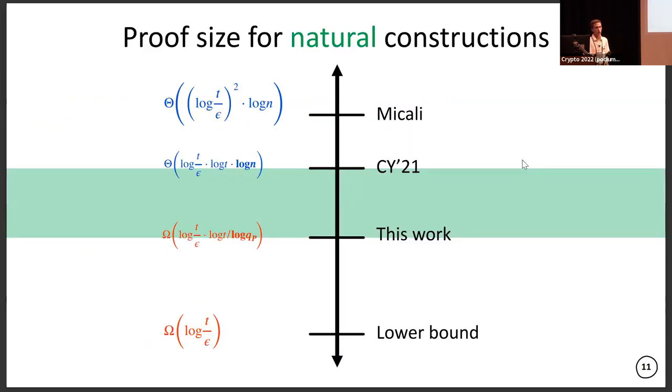So this is how the world looks like for natural constructions with this work. We can see Micali's argument and Chiesa and Yogev's constructions. They stay the same. They're also natural. And there is the improved lower bound, which almost matches the upper bound presented by Chiesa and Yogev.